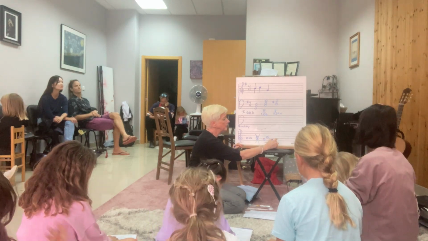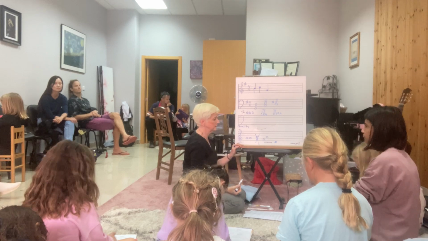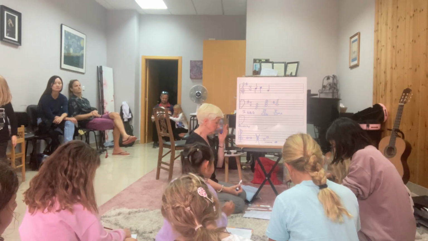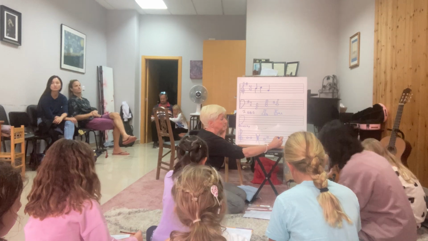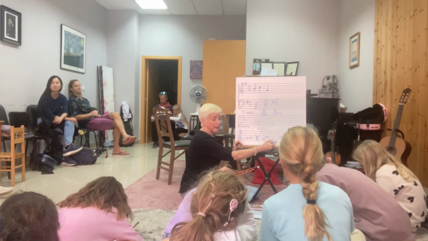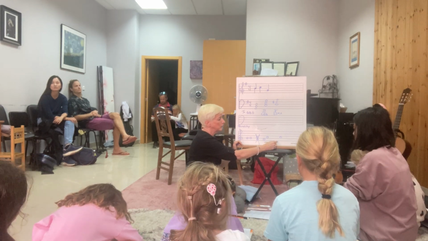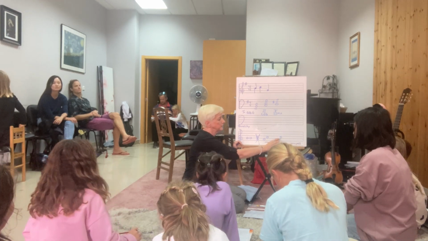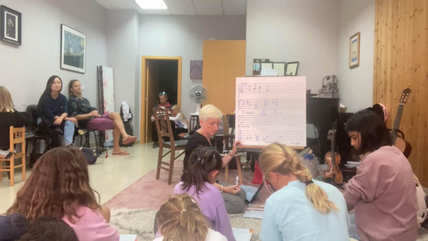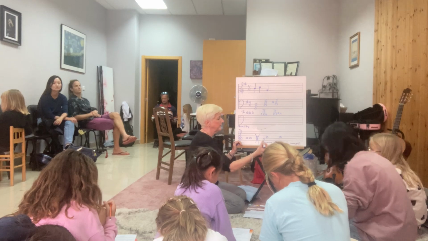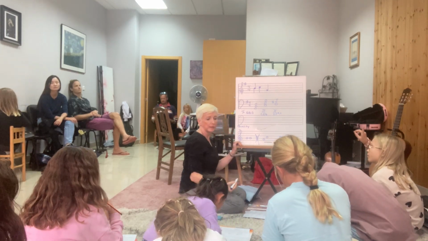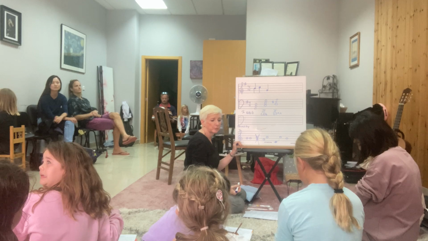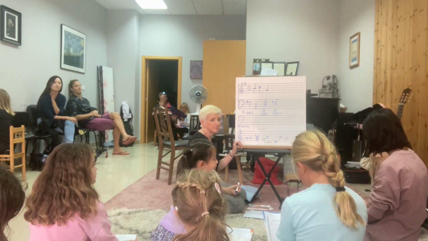Now the next one, they want a 6 from your ledger line C. Where's that going to be? Kira? An A. Remembering that the C counts as note number 1 and the space for D is note number 2. 3, 4, 5, 6. The next one is a second from G. Alana? What's the note up from G? A.